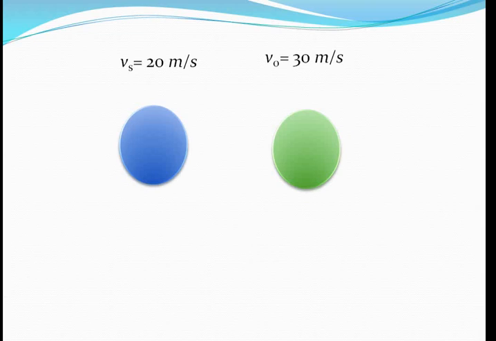Now let's assume that this green ball here represents the passengers in train B. Where is the sound coming from? It's coming from the source here. The engine of train A is the source, behind train B, which is in front. We know that the passengers in train B are the observers traveling at 30 meters per second. The source, which is the engine of train A, is traveling at 20 meters per second. So the velocity of the source in this case is 20 meters per second, and the velocity of the observer is 30 meters per second.